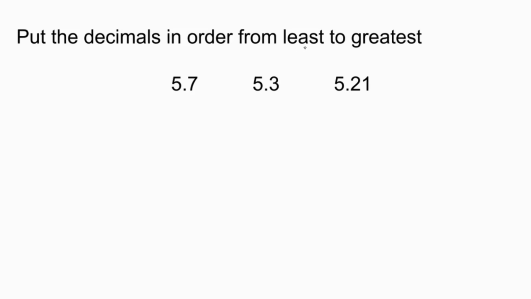Put the decimals in order from least to greatest. All right, in order to order decimals, I have to look at the leftmost place value and try to figure out what's greater, what's smaller, stuff like that. If they're the same, then I move to the right.